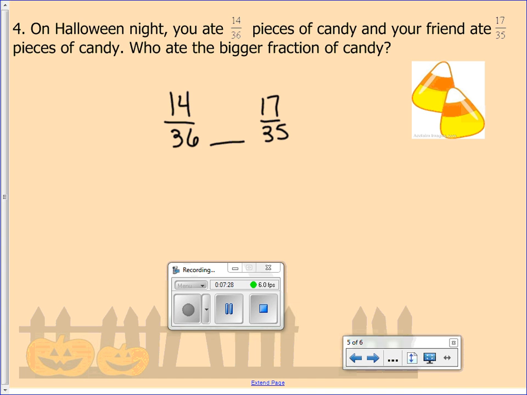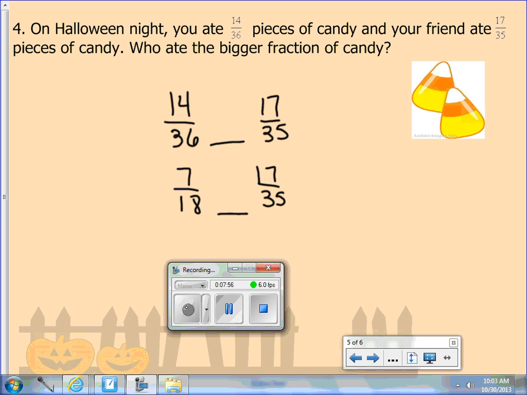Now the first thing you always want to check is to see if you can reduce or simplify the fractions. And I'm noticing that 14 over 36 can be reduced to 7 over 18 because they have a common factor of 2. And now I am going to compare 7/18 to 17 over 35. Again, my options are decimals, which are not very friendly, least common denominator, or cross products. The method that I will use for these two will be cross products.